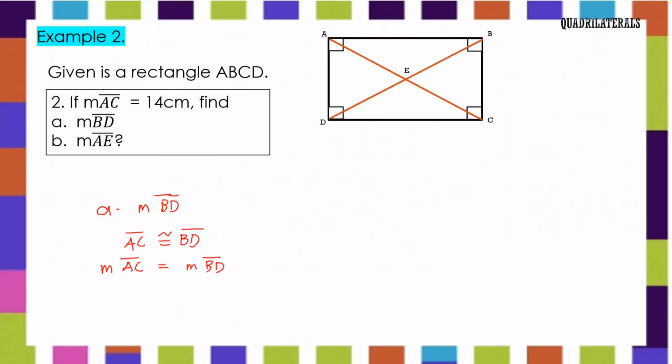So, given ang measure ng AC, that is equal to 14 centimeters. Therefore, the measure of diagonal BD is also equal to 14 centimeters. Okay?